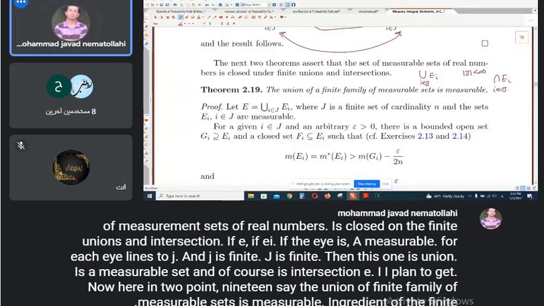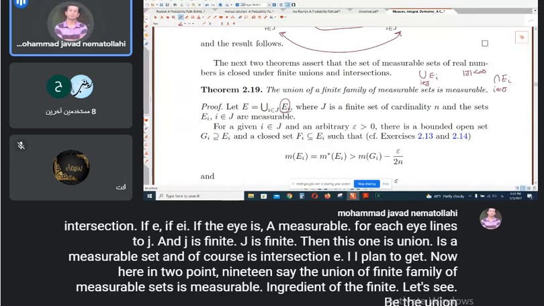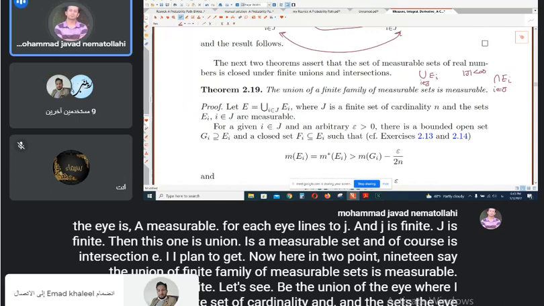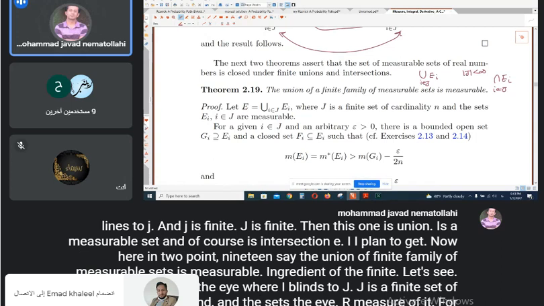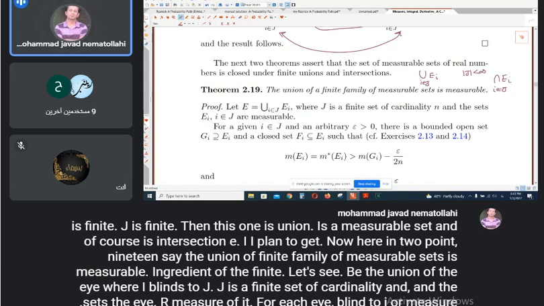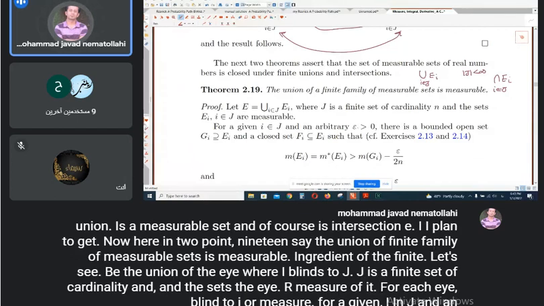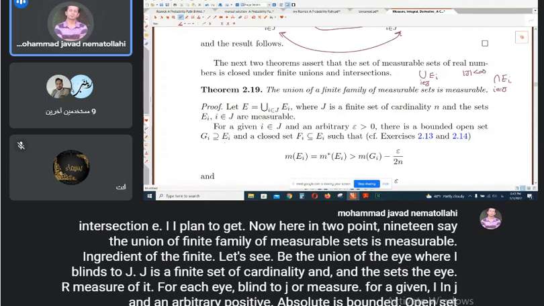Let E be the union of E_i, where i belongs to J. J is a finite set of cardinality n, and the sets E_i are measurable for each i belongs to J. For a given i in J, and an arbitrary positive epsilon, there is a bounded open set G_i containing E_i.